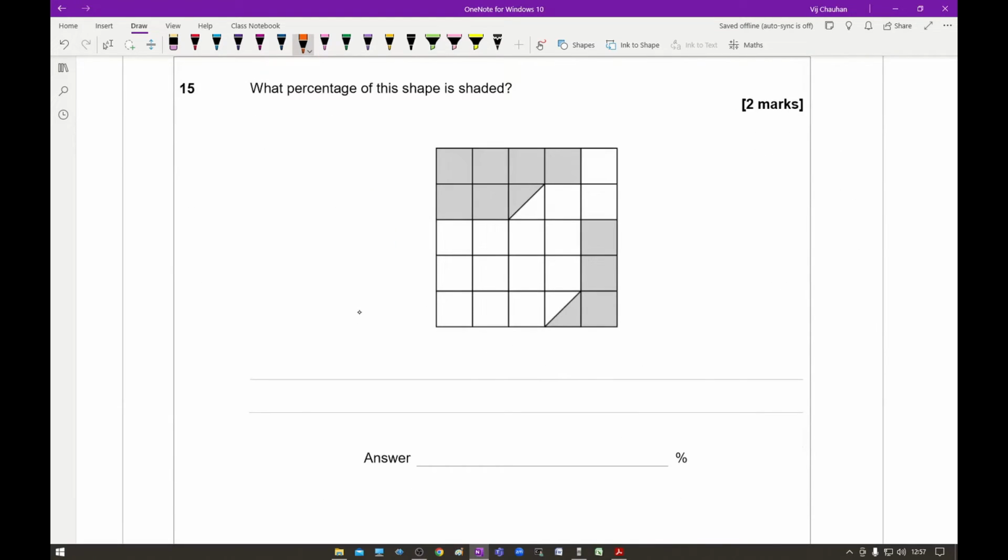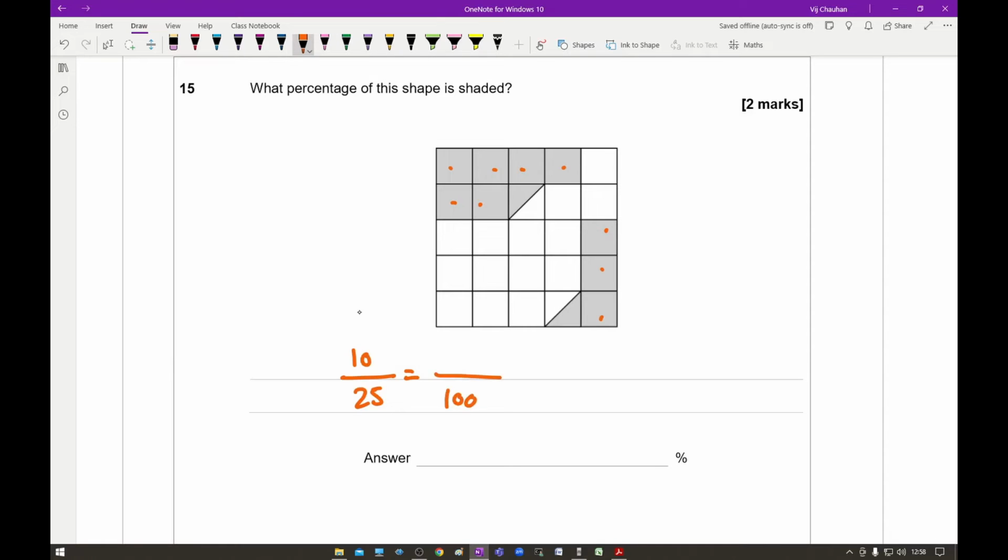Moving on to question 15, it says what percentage of this shape is shaded, and we want to give our answer as a percentage. Now for this it is just a case of counting squares, so we've got 1, 2, 3, 4, 5, 6, 7, 8, 9, and then I've got 2 halves to make that 10, and then we want the total, which is 5 times 5, which is 25, and then I convert this fraction into a percentage.